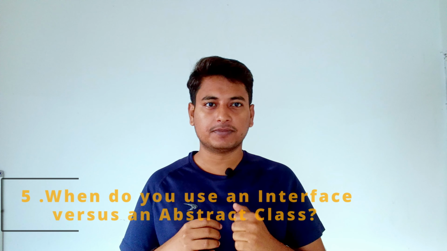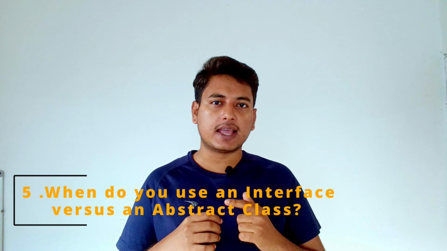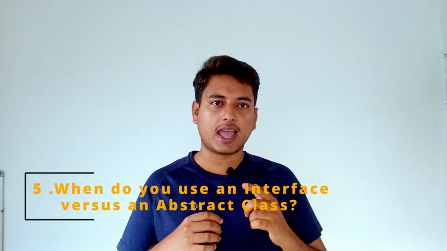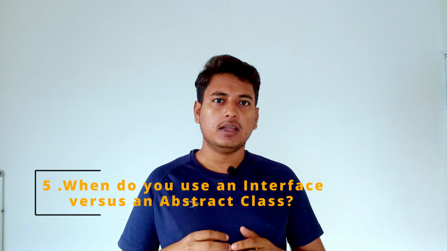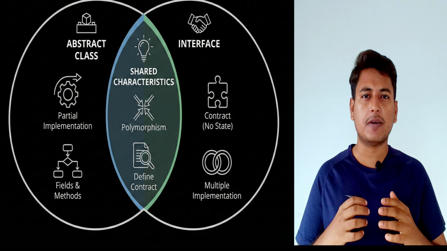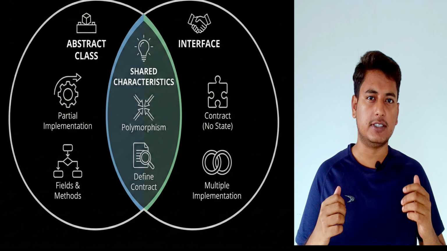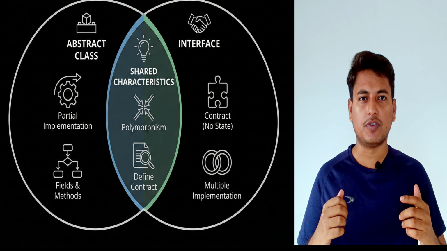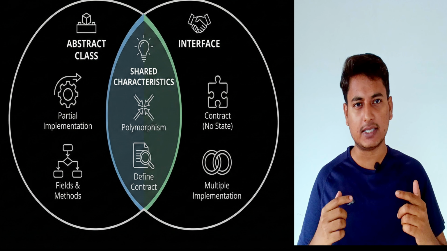Question number 5. When do you use an interface versus an abstract class? This line is getting blurry because interfaces now have static and default methods. But the rule of thumb is this. Use an abstract class when you are defining what something is and you need to share state, like a Vehicle class having a speed variable. Use an interface when you are defining what something can do, like Runnable, Serializable or Flyable.